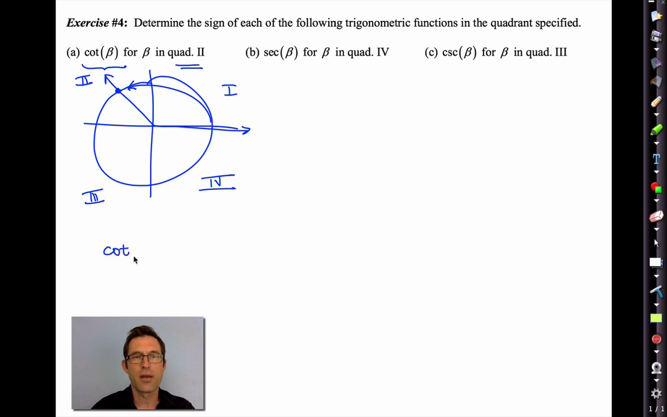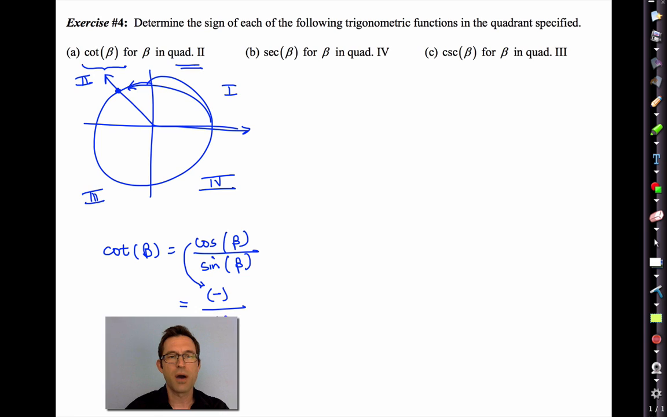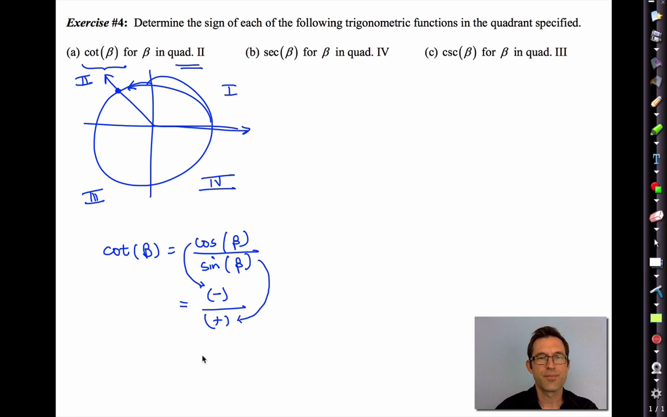Well, let's play around with that. The cotangent of beta will be the cosine of beta divided by the sine of beta. Well, in the second quadrant, the x-coordinate is negative, and that's cosine. But the y-coordinate is positive, that's sine. And a negative divided by a positive is a negative. So cotangent of beta is negative for any angles in the second quadrant. Those would be angles in degrees between 90 and 180, and of course many other angles depending on coterminality. Ooh, that was a cool word, coterminality. I don't even know if it's a real word.